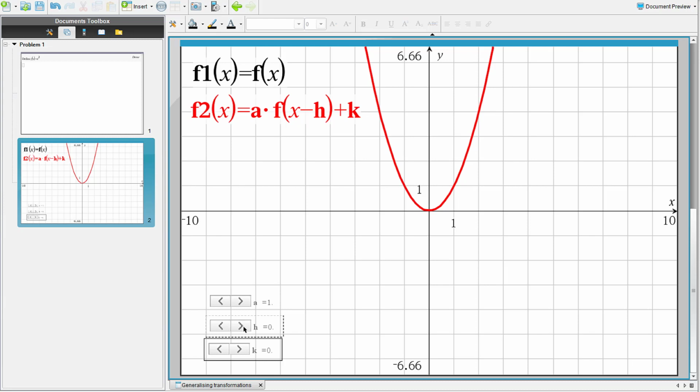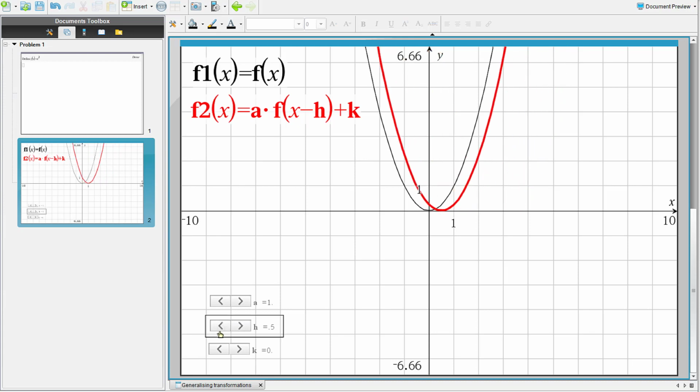So as I make h bigger, so here h is 1. This is the equation f of x minus 1. And this is the quadratic, so this is x minus 1 all squared. This is x minus 2 all squared. This is x minus 3 all squared. So when it's a minus, the graph actually goes to the right.